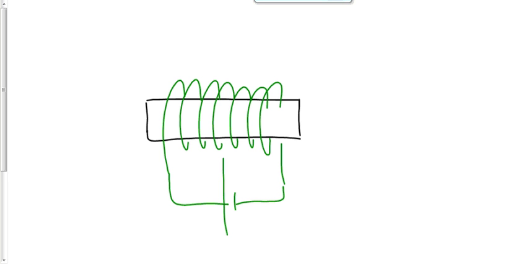What's the negative side of that battery, by the way? This side or this side? Yep. The long side of the battery is always positive, and the short side of the battery is always negative.